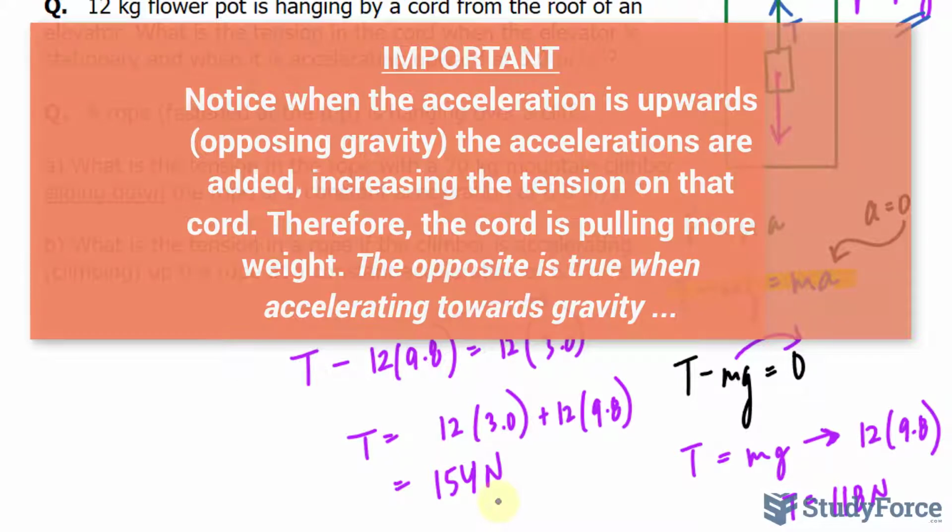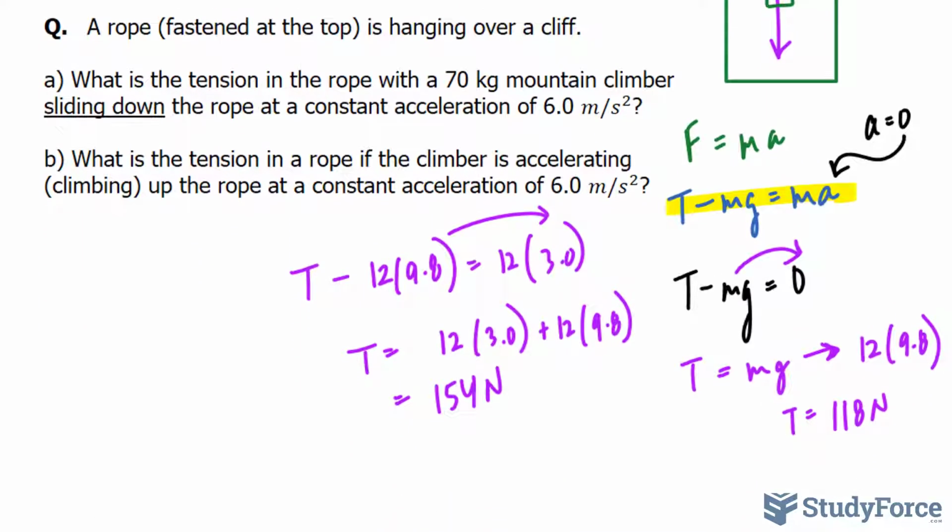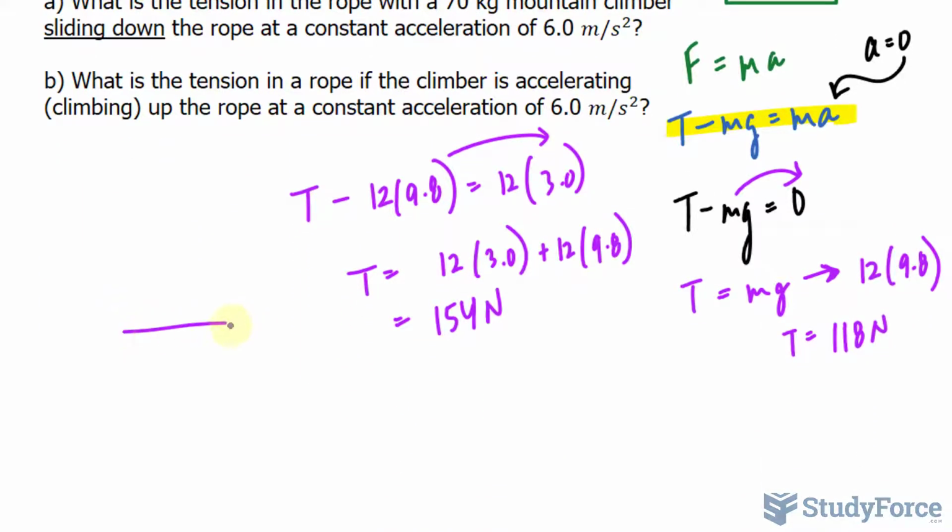So that's one way to approach this problem. Let's move on to question number 2. A rope fastened at the top is hanging over a cliff. What is the tension in the rope with a 70 kilogram mountain climber sliding down the rope at a constant acceleration of 6.0 meters per second squared? So to do an illustration, we have a cliff that looks like this, and there is a rope that is hanging down like that, and there is a person climbing that rope, and specifically in part A, they're sliding down.